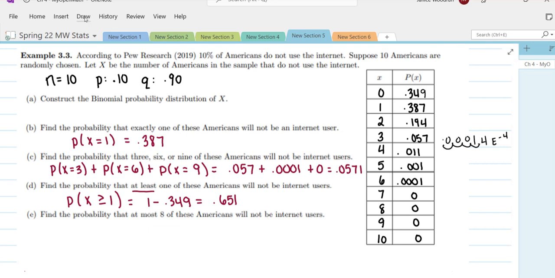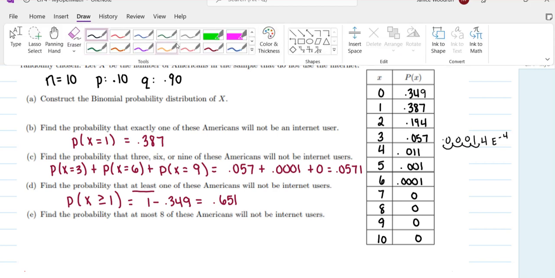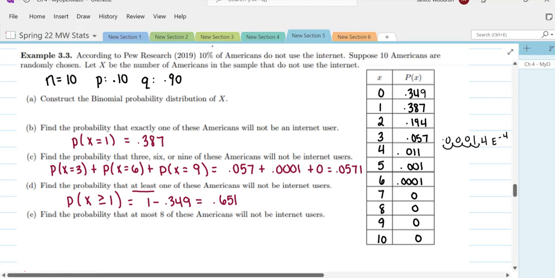Okay, and then the last question, find the probability that at most 8 of these Americans will not be internet users. So at most 8, which means less than or equal to 8. Okay, but if I look at that, that would be adding all of this. So you're just leaving out 9 and 10, which is 0. So this is just 1. 1 minus 0 is 1.